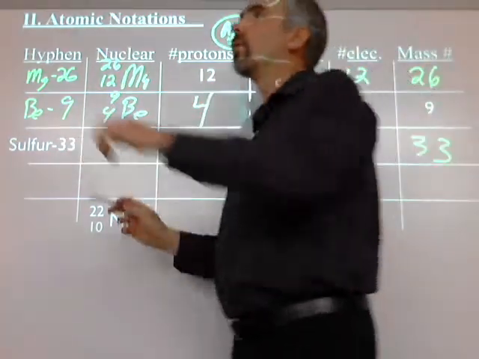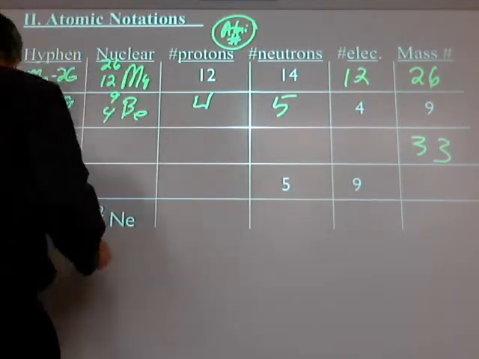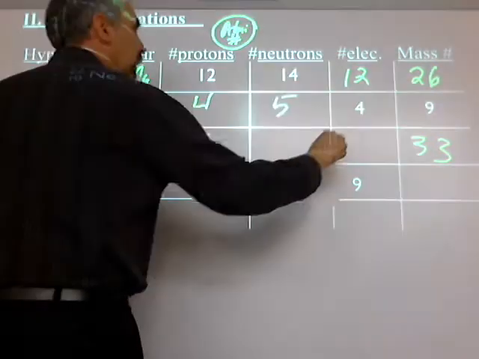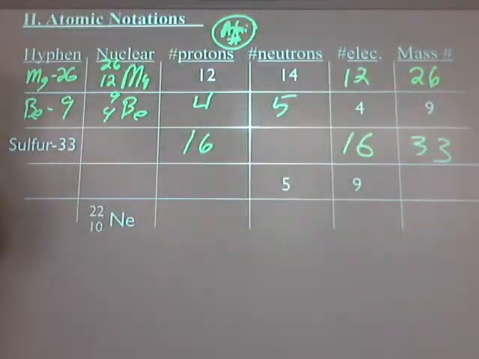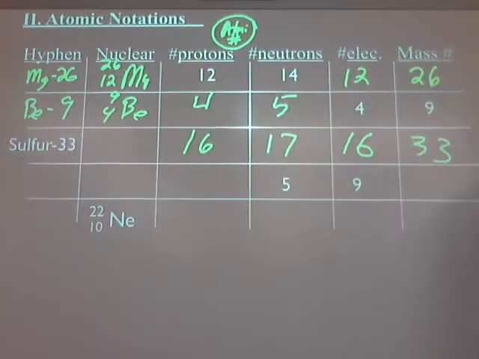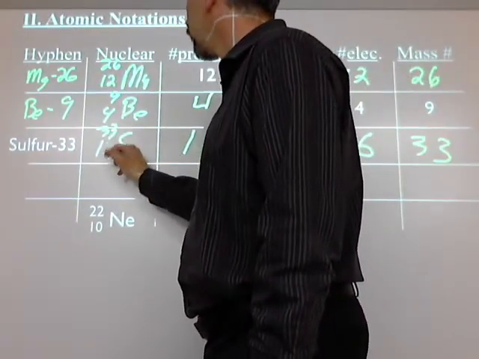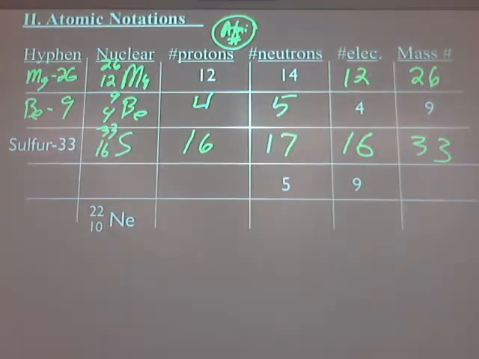Anyway, I look up sulfur. There he is. He's got 16 protons, so I put a 16 here and 16 electrons if he's neutral. How many neutrons does he have? 17. Right? And his nuclear notation would be S, 33 over 16. Right?